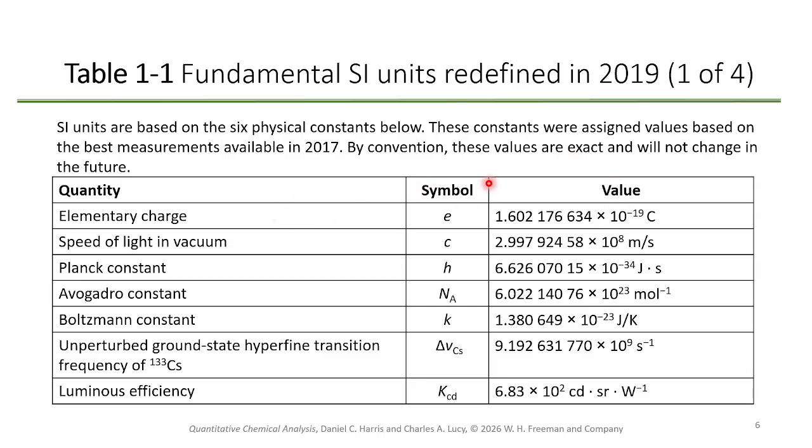So this is the elementary charge, which is E, which is actually the charge of an electron. And that's the charge of an electron in coulombs. Speed of light in a vacuum, right here. This is also how the meters are done, in case you're wondering. Planck's constant, right here. Fundamental constant of the universe. Avogadro's constant.